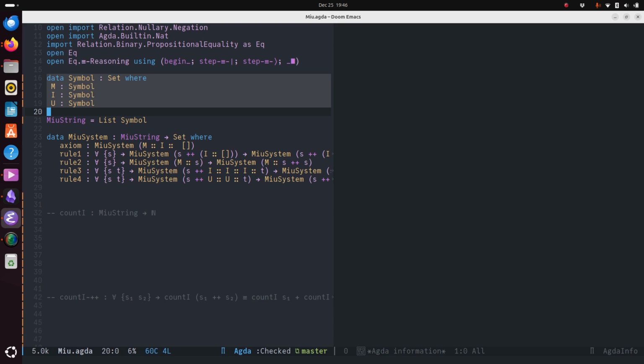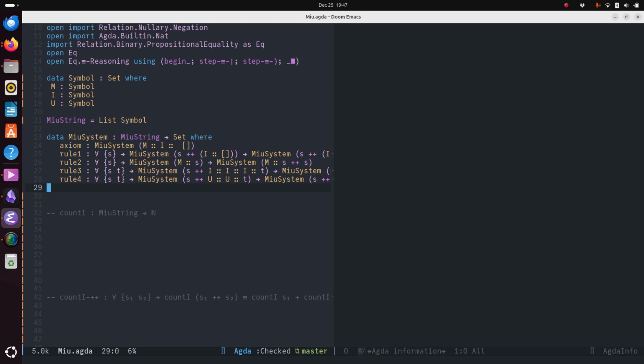Here is our data type Symbol representing the allowed symbols of the system. An MIU string is an alias for a list of symbols. The MIU system is encoded in this inductive data type with 5 constructors, one constructor for the axiom, and one constructor for each of the 4 rules of the MIU system. There are some Agda specific nuances in the definition of this type, but I will not dwell much on those here, as we will soon see a very similar but much simpler data type.